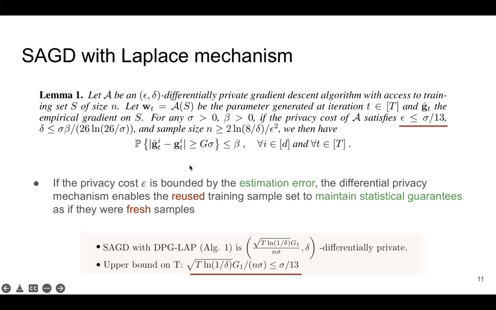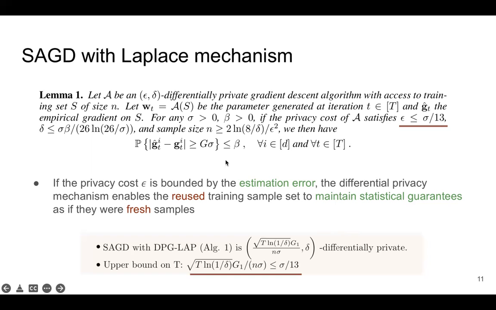So what does it mean? This means that if the privacy cost epsilon is bounded by the estimation error here, and is bounded by this error here, the differential privacy mechanism can enable the reuse of the training samples and maintain statistical guarantees as if they were fresh samples. That means we can achieve this concentration bound. This means the distance between the empirical gradient and the population gradient is bounded with high probability.